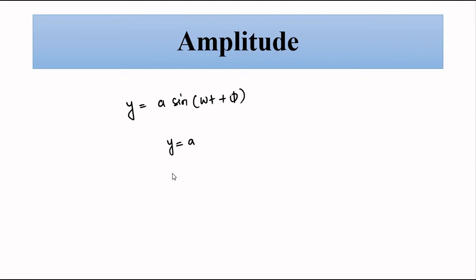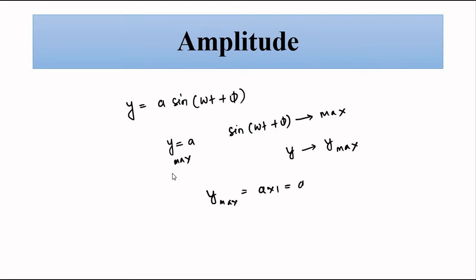Or we can say that when sin(ωt + φ) is maximum, y will be maximum, y max. And this y max is equal to A because the maximum value of sin ωt or sin(ωt + φ), whatever it is, is 1. So y max is equal to A into 1, which is equal to A. So this is the amplitude.